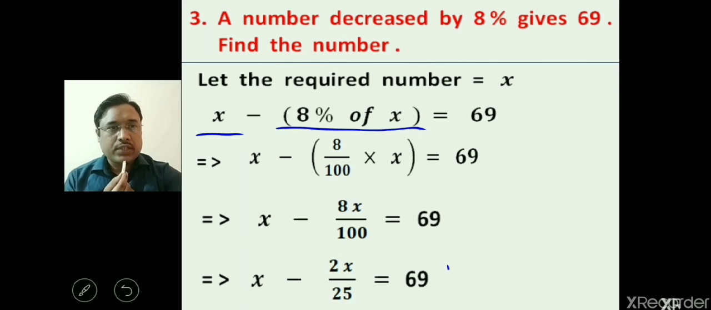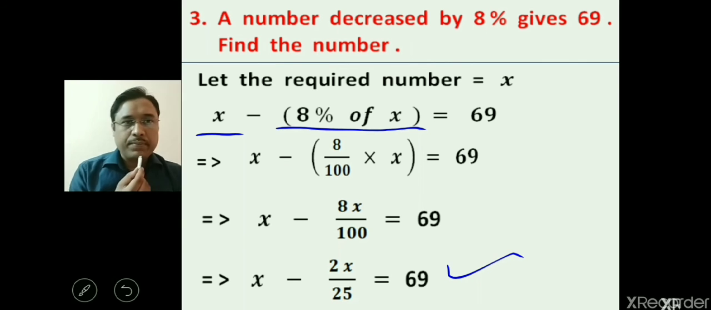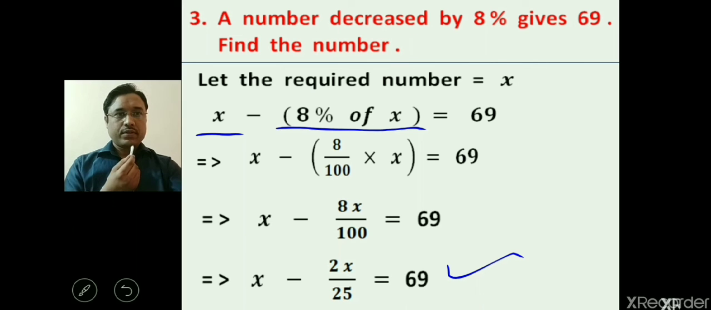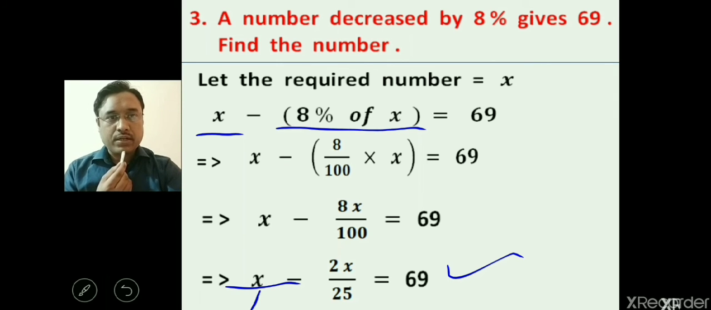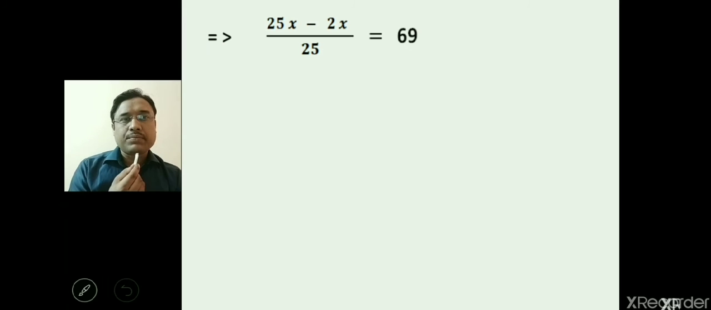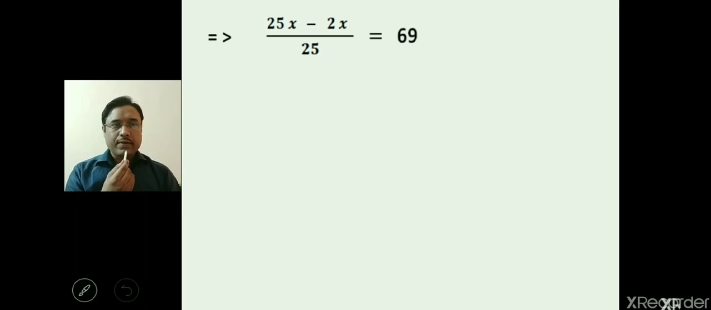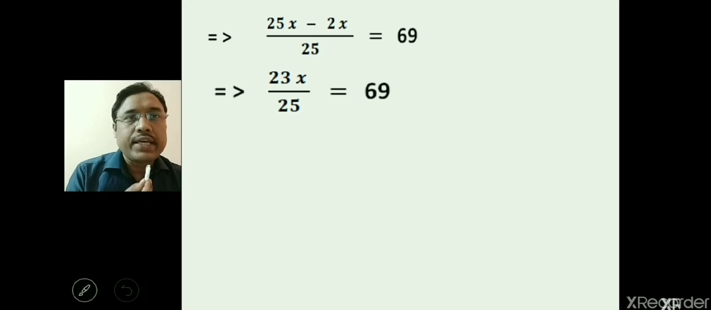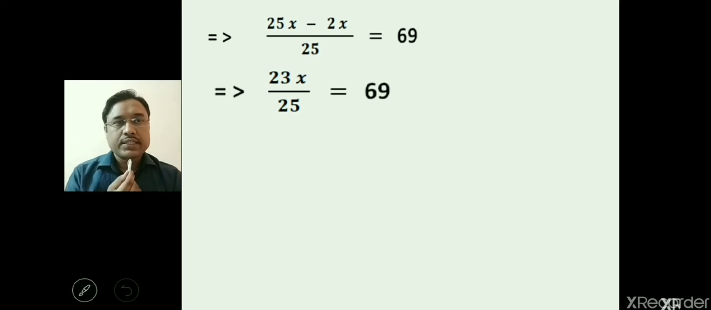Now this equation we have to solve. So you know x is x by 1, minus 2x by 25. You will take the LCM 25 here, because the denominator of x by 1 is 1, so the LCM is 25. Then the solution will be 25x minus 2x by 25 equals 69. Next, 25x minus 2x will be 23x by 25 equals 69.